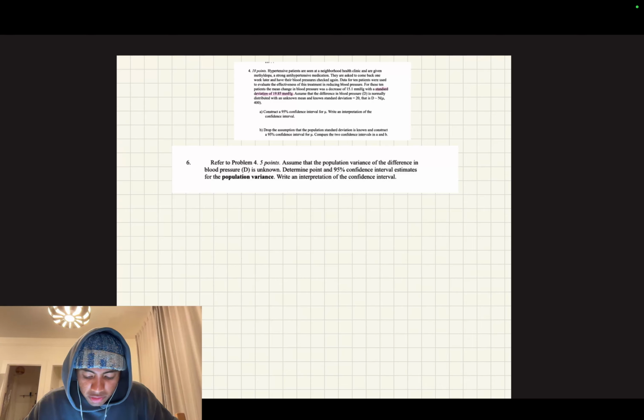It says, refer to problem 4. Assume that the population variance of the difference in blood pressure D is unknown. Determine point and 95% confidence interval estimates for the population variance. Write an interpretation of the confidence interval. So let's do a recap.